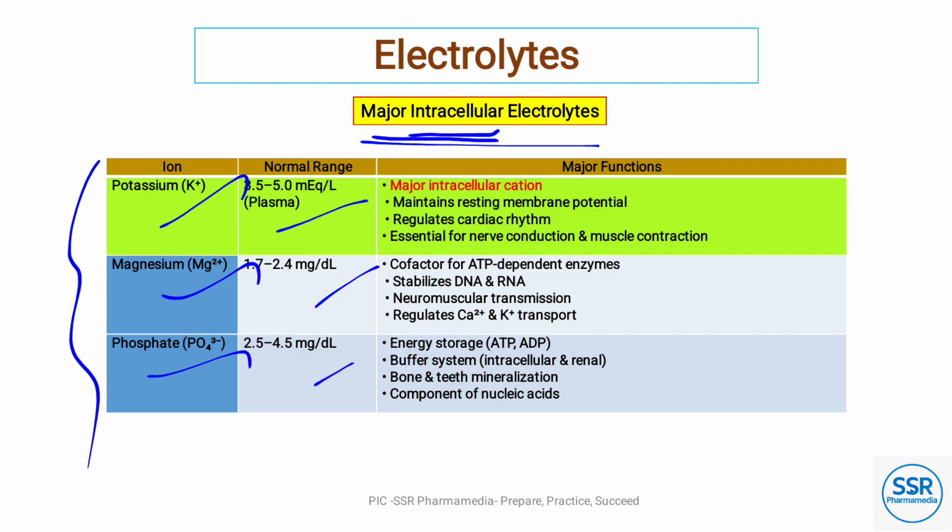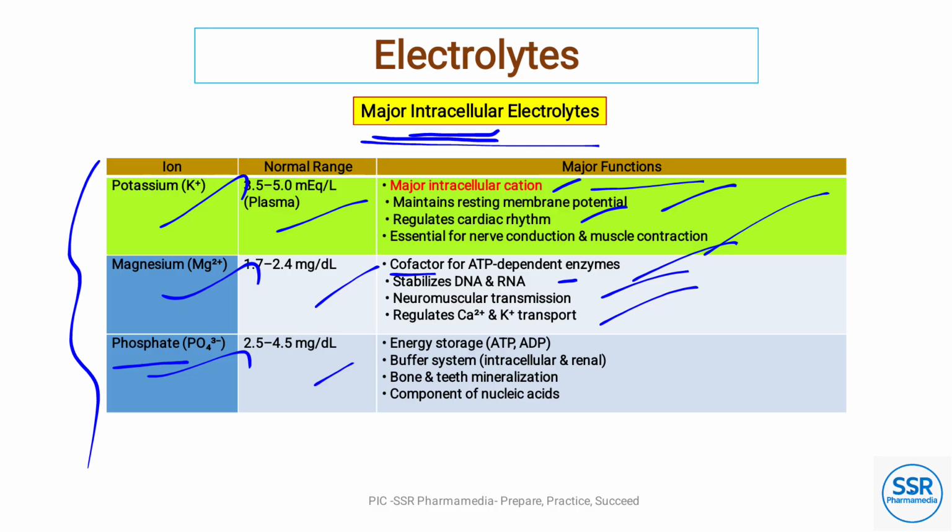These are the normal ranges. And major functions of potassium: it is a major intracellular cation, maintaining resting membrane potential, regulating cardiac rhythm, and essential for nerve conduction and muscle contractions. Magnesium is a very important cofactor for ATP dependent enzymes, stabilizes RNA and DNA, is involved in neuromuscular transmission, and regulates calcium and potassium transport.